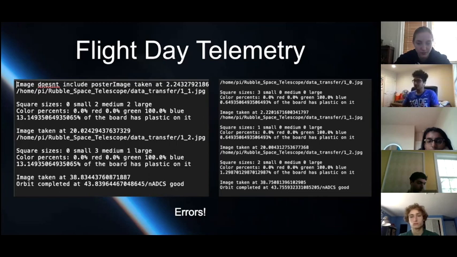Not being over an image also threw an error for the camera processing, which is another error that we used to get. The data here on the square sizes and the color percents usually had lots of inaccuracies, and we can see some of them on the next slide with the flight images.